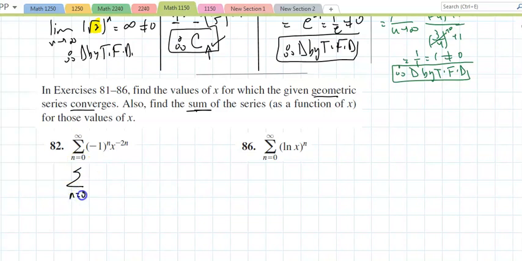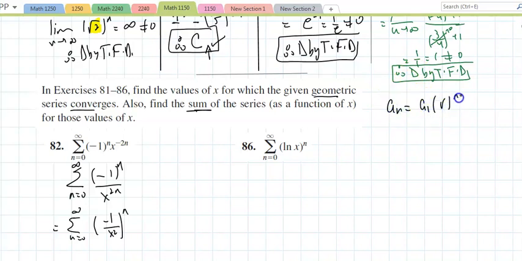This is the series n equals 0 to infinity. And wouldn't you say this is negative 1 to the n over x to the 2n? And if I push it even further, wouldn't you say that's negative 1 over x squared to the n? Because geometric series, if you recall, the general term is a sub 1 times r raised to the n minus 1. So you're trying to get an r in there. And there it is. We know that this is geometric. They told us to begin with.